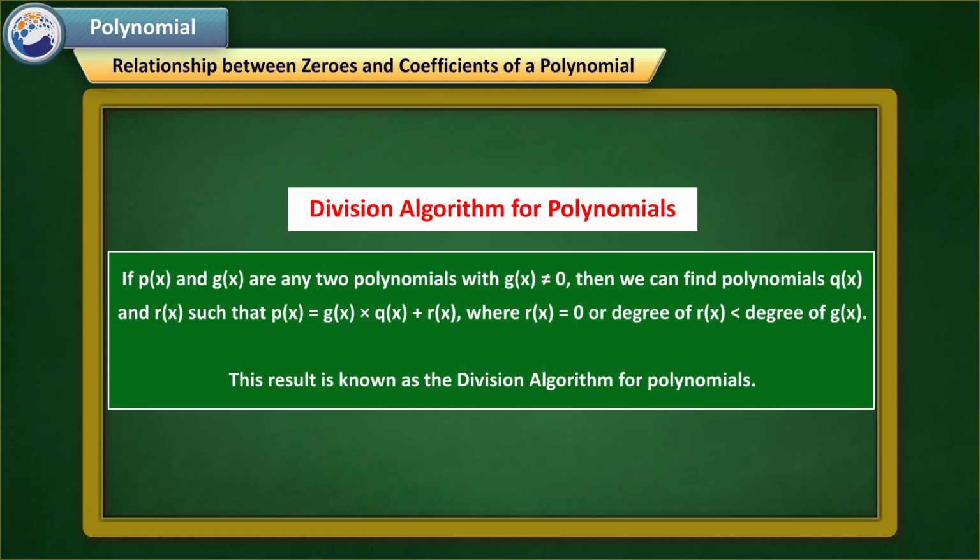Division algorithm for polynomials. If p of x and g of x are any two polynomials where g of x is not equal to 0, then we can find polynomials q of x and r of x such that p of x is equal to g of x into q of x plus r of x, where r of x is equal to 0 or degree of r of x is less than degree of g of x. This result is known as the division algorithm for polynomials.